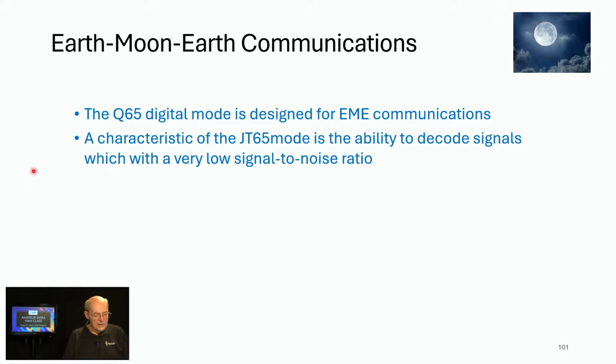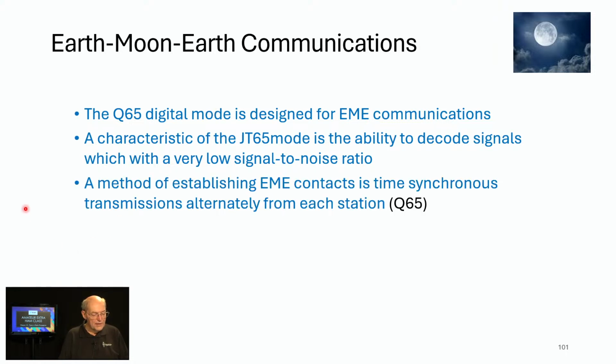And back in the beginning, when JT65 was the mode used for Moonbounce, they wanted us to know something about JT65. JT65 has the ability to decode signals which are very low in signal-to-noise ratio, actually below the noise. Q65 is even better. So these are just different ways that they're asking pool questions.